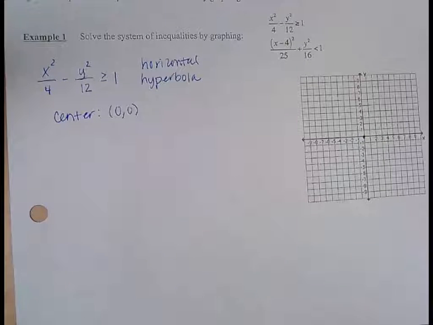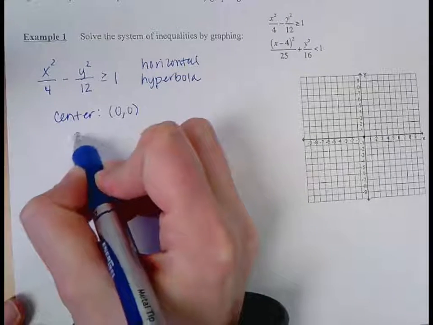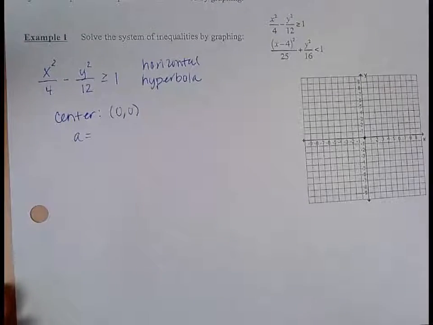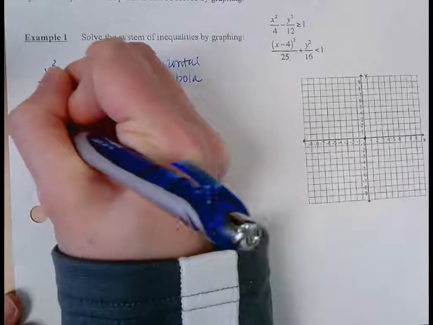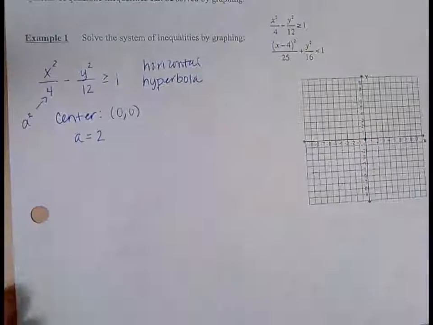And then usually we identified A and B so that we could find the vertices and the covertices. So what would the A value be for this hyperbola? 2, yes. So the A squared would be the 4, so A is 2.